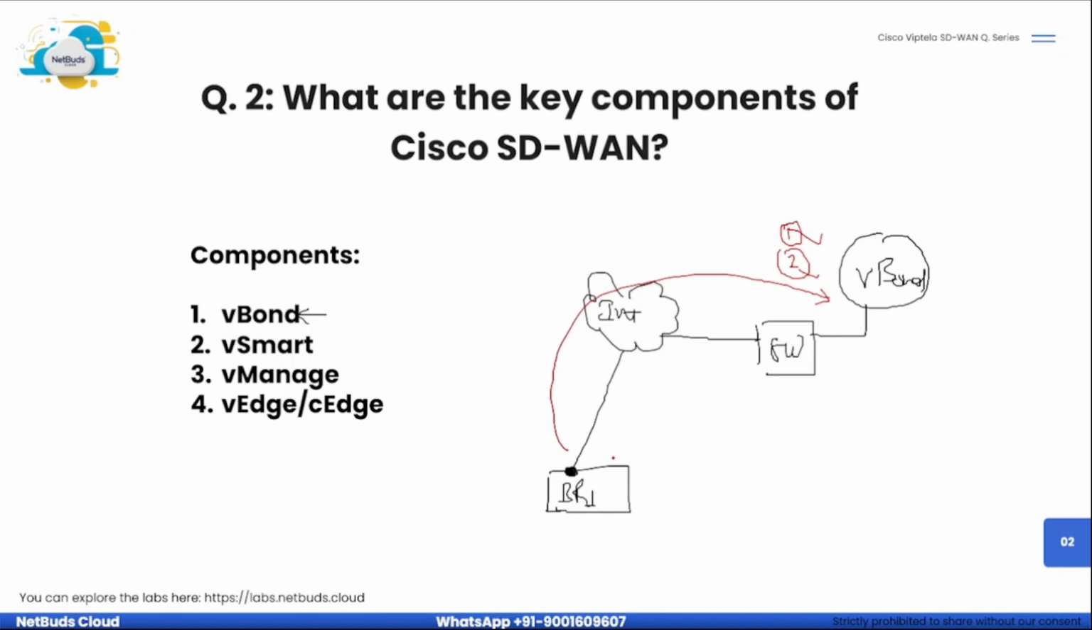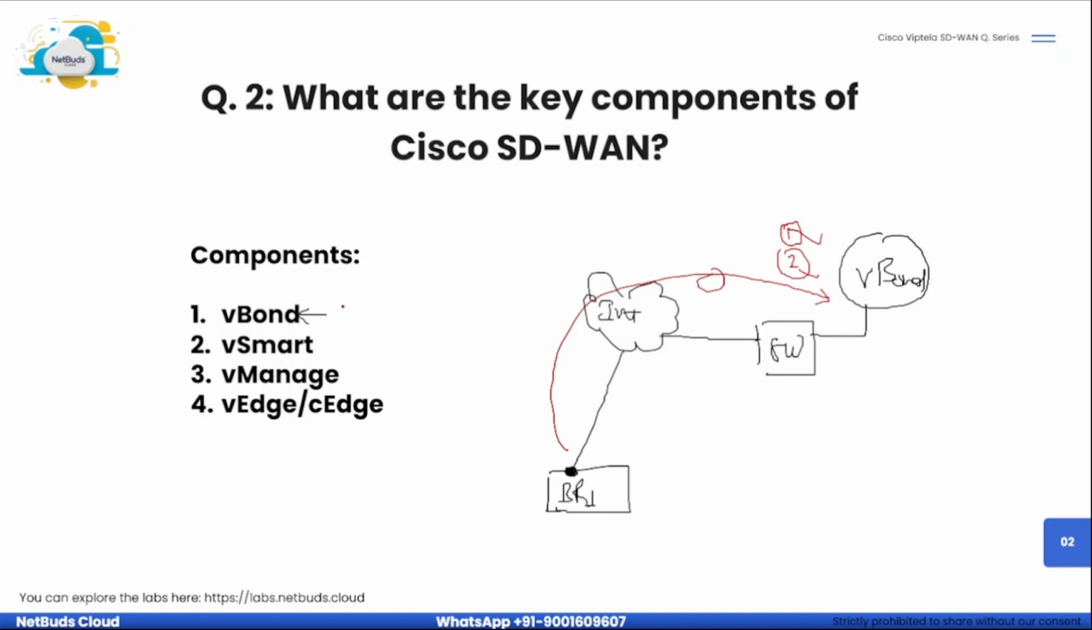Once this is received, the router starts communicating with two other devices. I will discuss what those two other devices are, what type of communication they make, and what happens once this communication is done. So basically, in short, vBond is the device that is the first point of contact whenever any device wants to onboard onto the SD-WAN fabric, also called an authenticator or orchestrator.